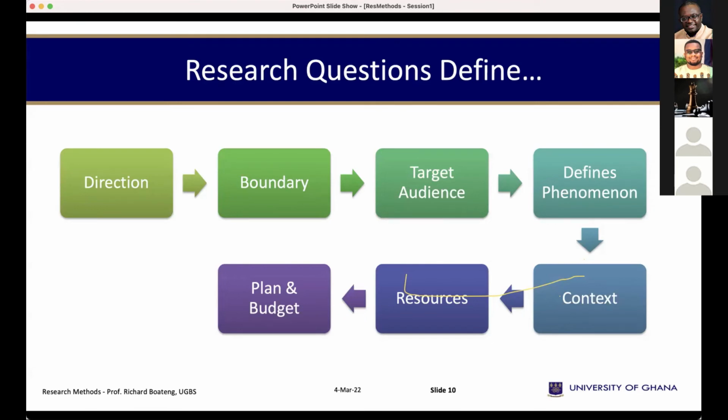And then it also tells you the target audience. The research question should be able to tell your target audience. You are doing research on this in Ghana. Which aspect of Ghana? In Ghanaian banks, okay, or in rural banks, okay. And then research also defines a phenomenon. So there will be a phenomenon that you are trying to study.